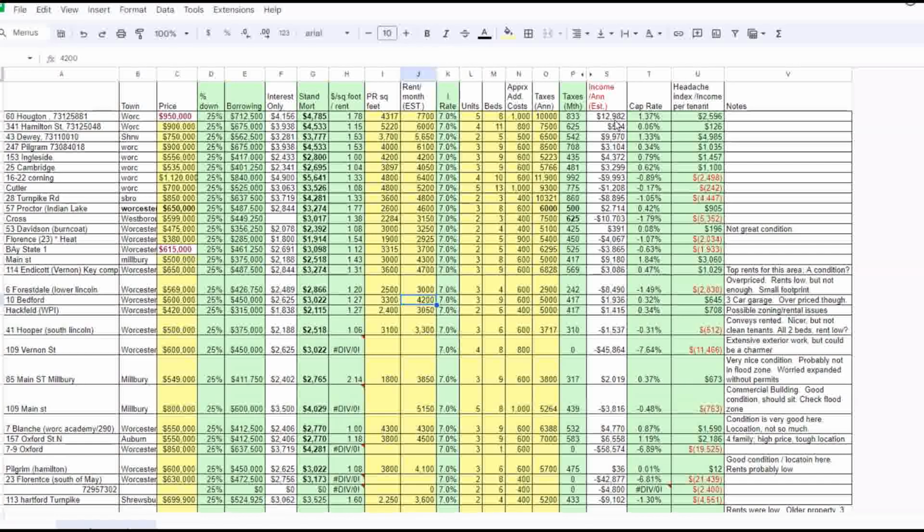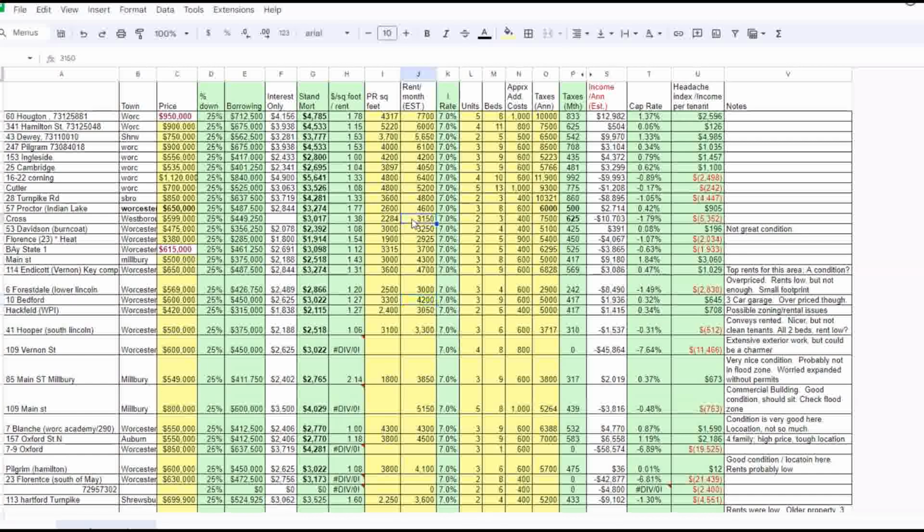A 5-family. That was a 5-family. So I'd like to see it be a little bit more than that. I think 900 is probably a better price for that property. But right away, you can see that it makes money. And you can see, down here, this one was in Westboro. It was at 600.